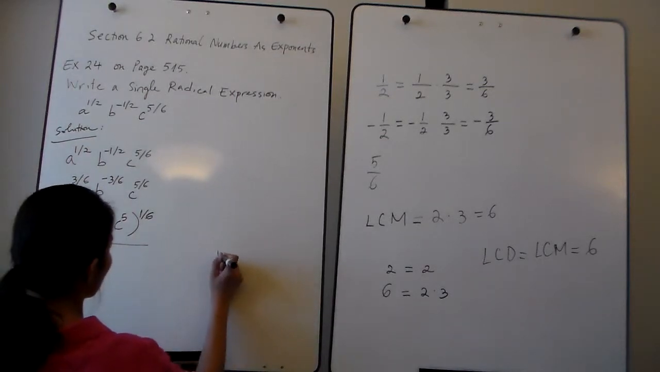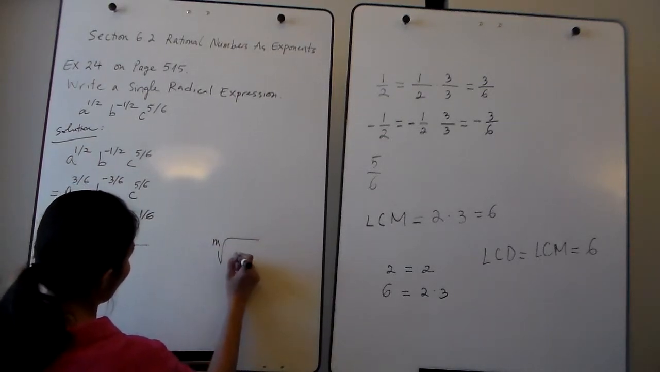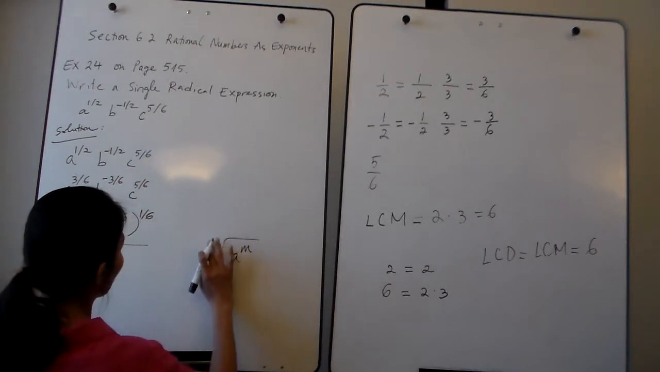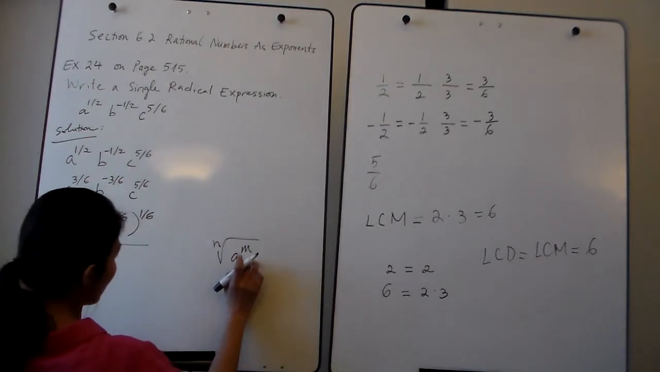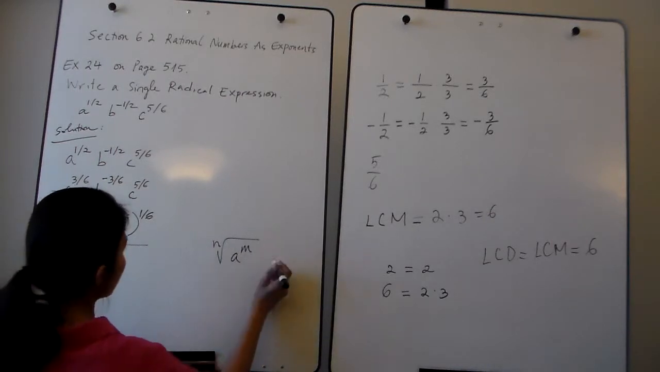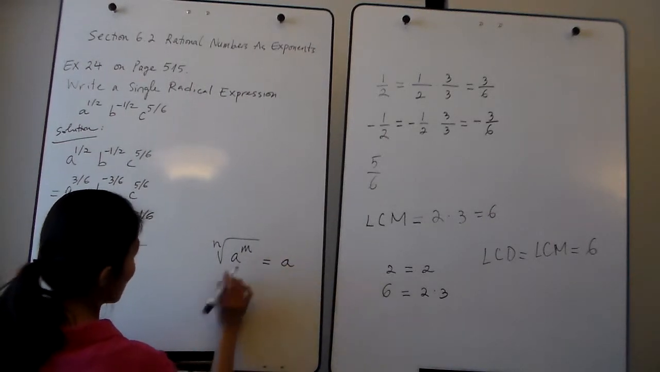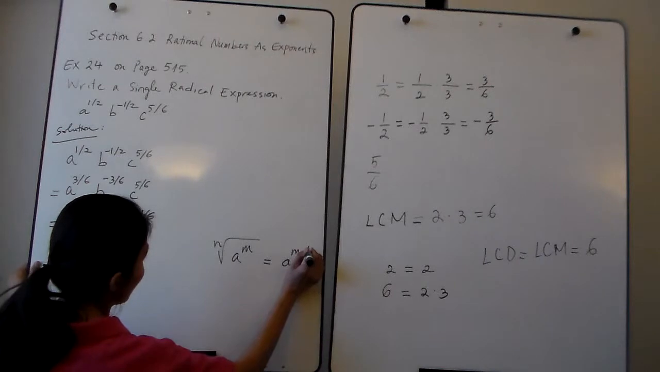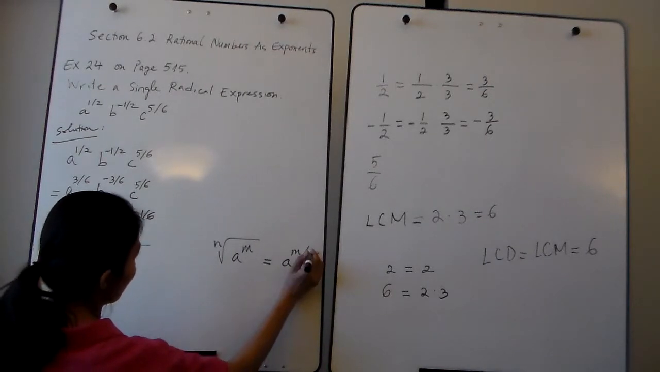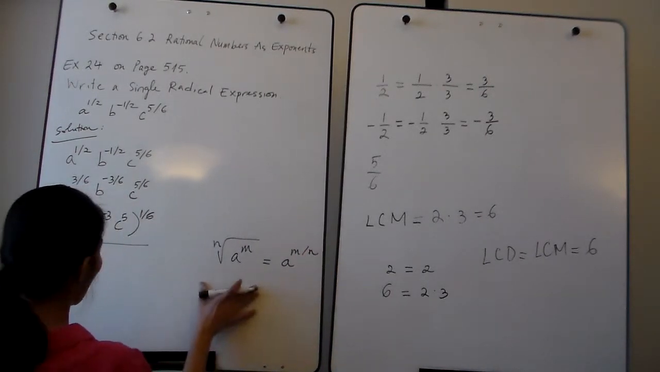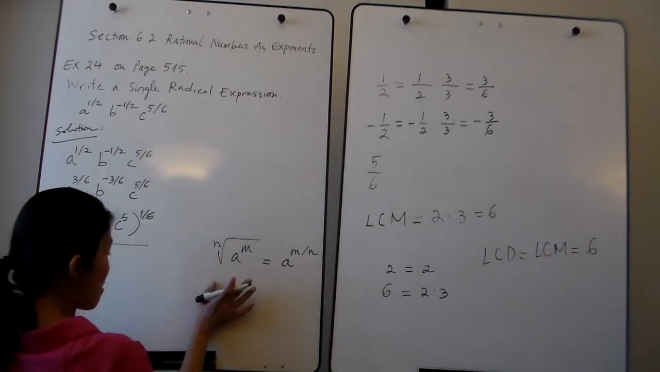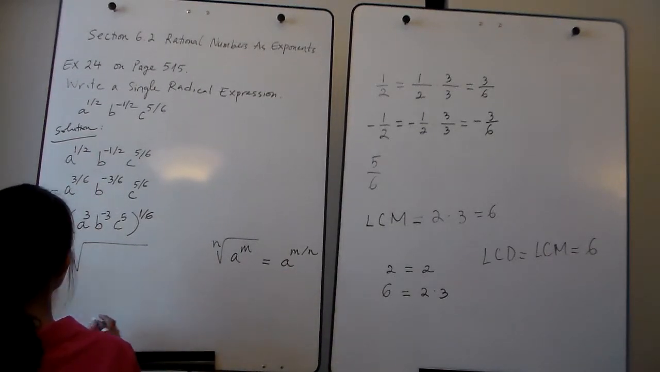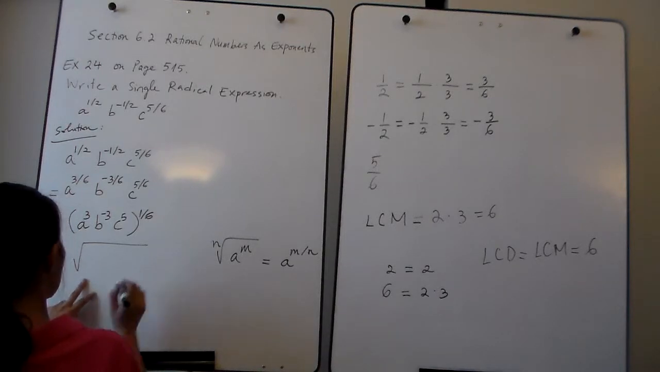Using the formula, the n-th root of a raised to the m is equal to a to the m divided by n, right here, okay? So I'm going to use this formula. We're given this exponent expression. We need to write it as a radical expression. So I'm going to write that.